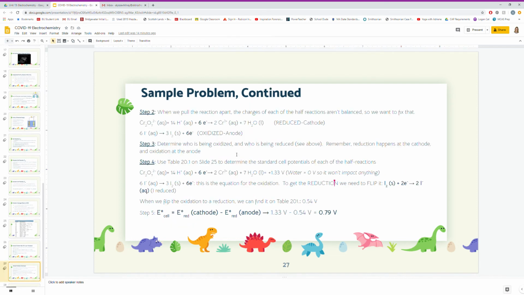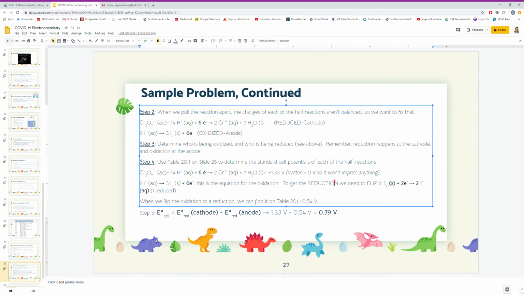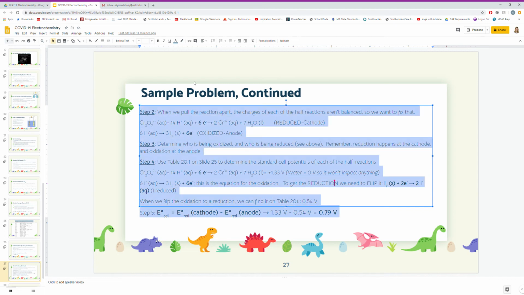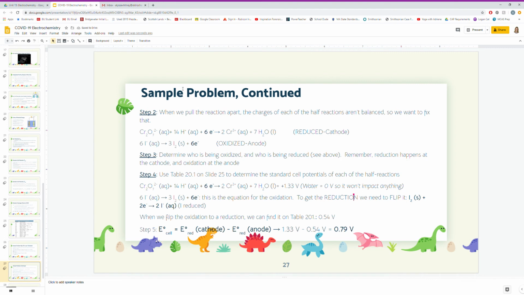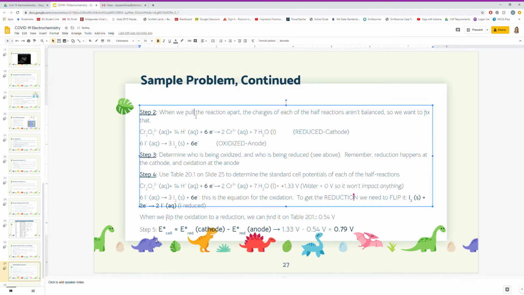For step 2, and sorry that this gets kind of small. Let's see. A little better. My dinos are in the way. I really wanted to include the dinos.